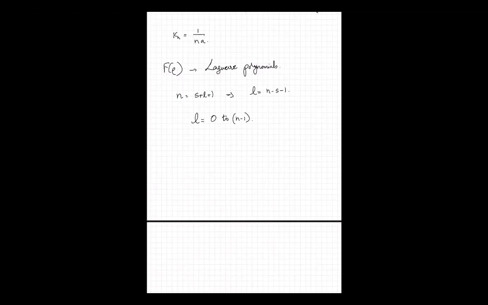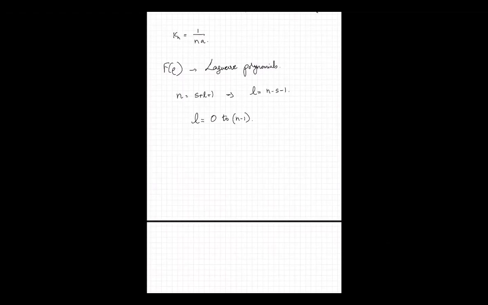Remember that if s keeps increasing, L keeps decreasing. So the largest value of L occurs for s equal to 0 for a given value of n. So L is a number that can go from 0 to n minus 1, and n is called the principal quantum number.